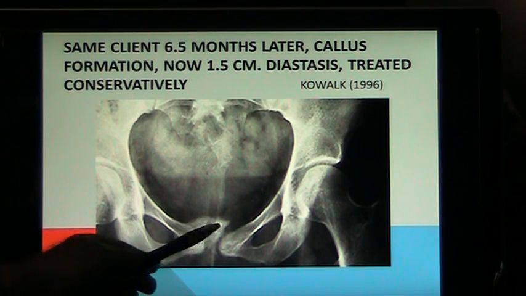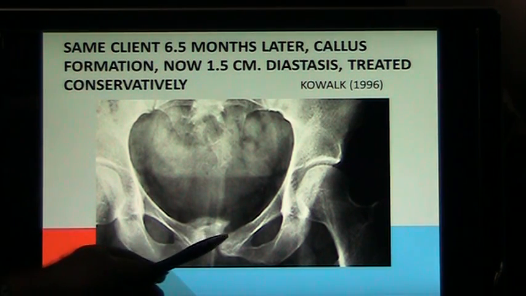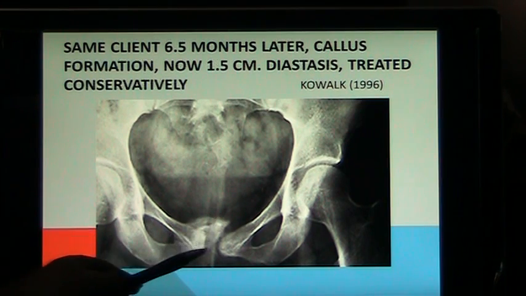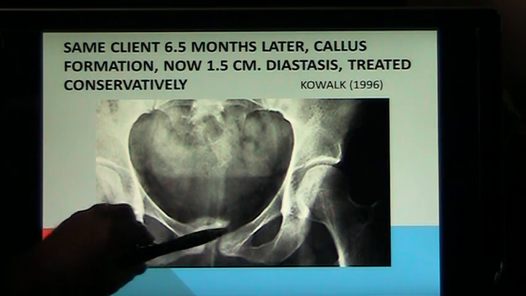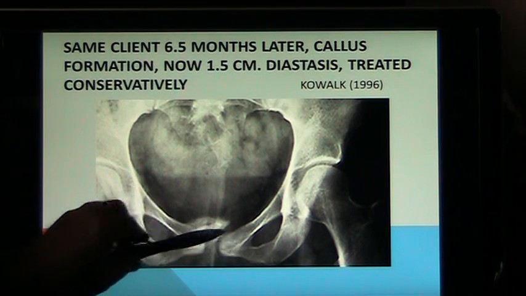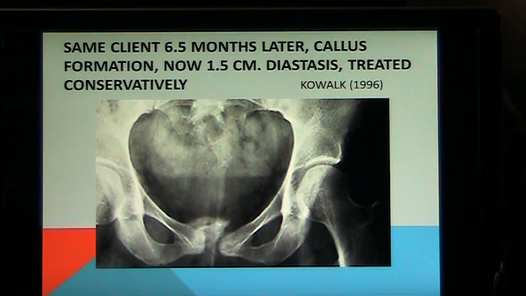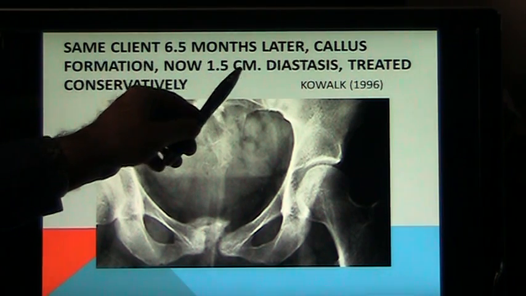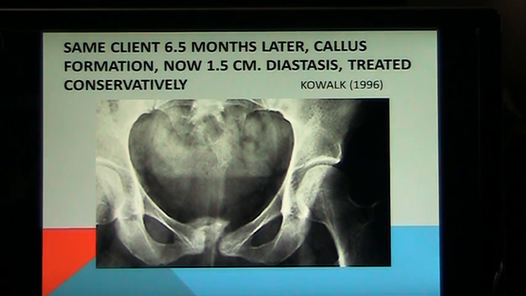Look at the callus formation. You can see the bone bridging right on that upper part of the pubis. And all of this is calcification. The body is saying, we better create some bridging here. We better stabilize this structure. So at this point, she is now only 1.5 centimeters, and was treated conservatively.